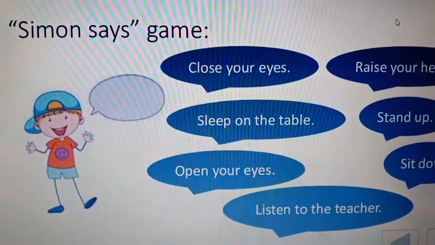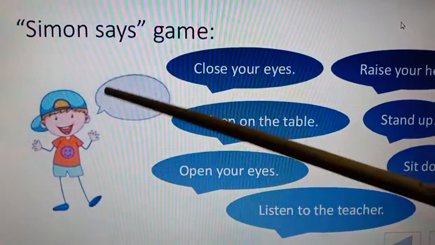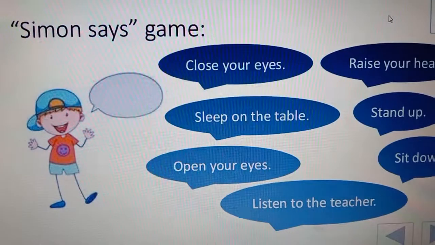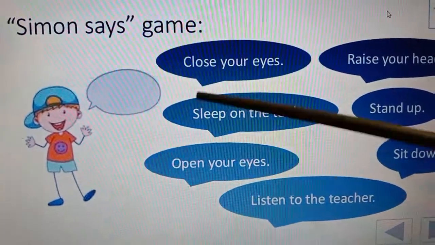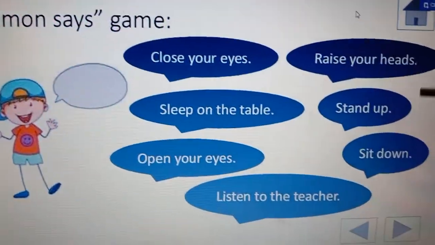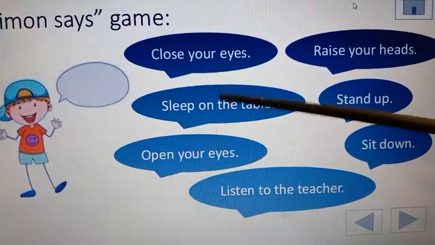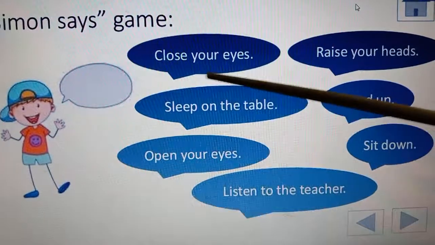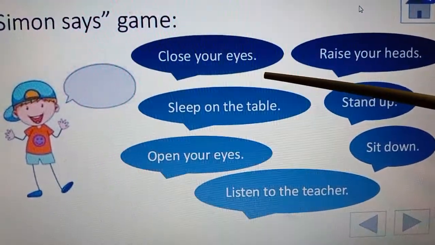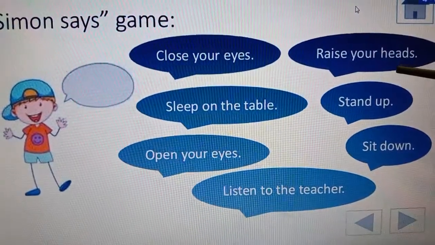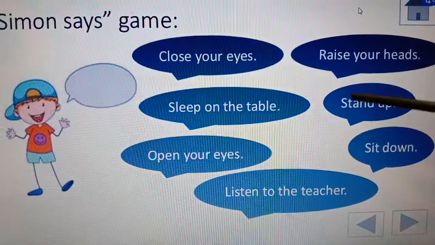To understand the concept of a verb, we will play a little game over here. Simon Says game. I know that you have played this game a lot in your school. So now here are a few actions which Simon is telling us to perform. Number one, Simon says close your eyes. So close your eyes, everyone. Simon says raise your head. So you have to raise your head.